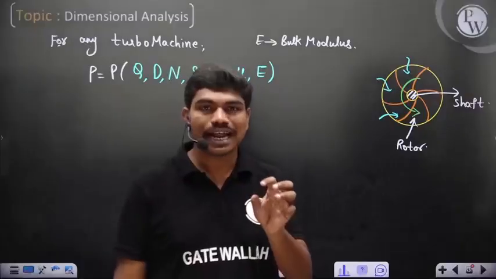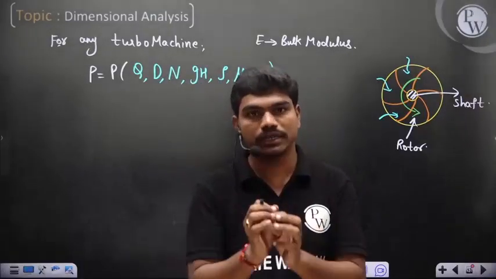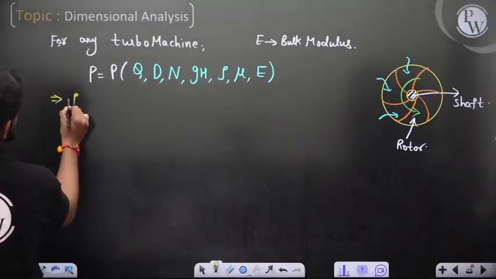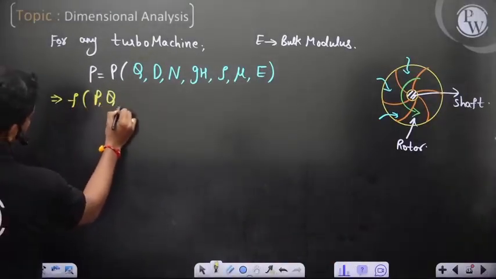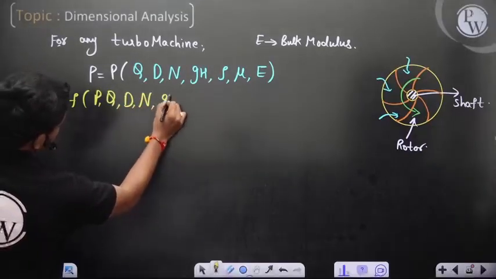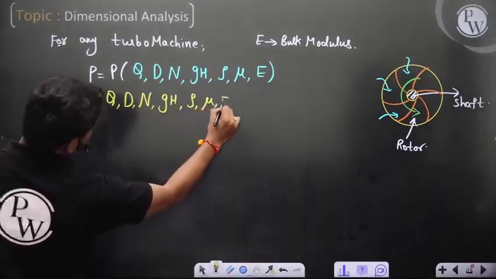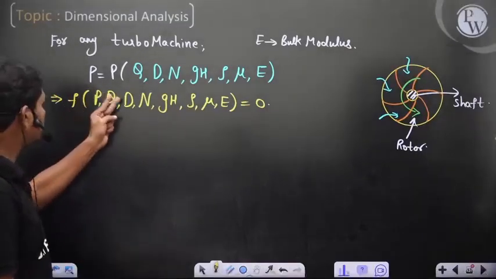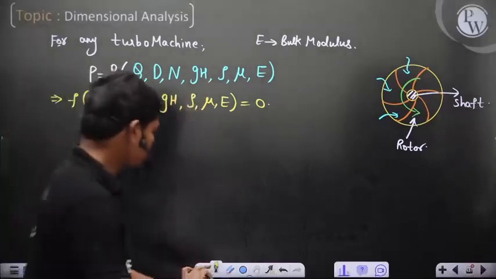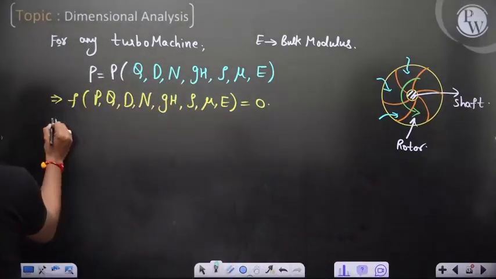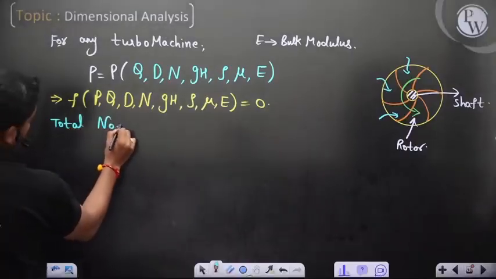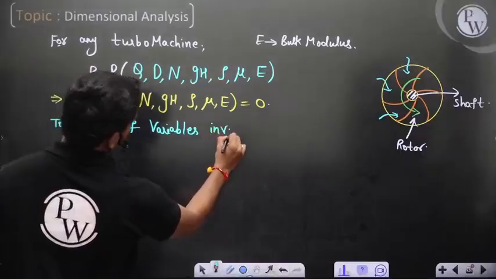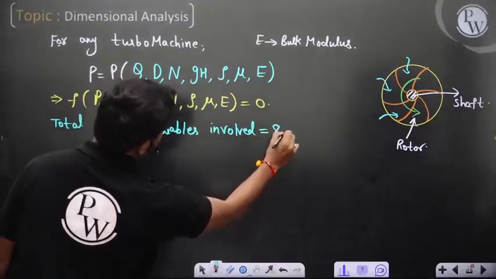Now, dimensional analysis is one very powerful tool to reduce the number of parameters. So here total you have how many? So there is a function. If you want, you can write it as function of power, discharge, diameter of the jet, speed of the water, head, rho, mu, E is equal to 0. This is a function. Now, how many variables are there in this? 1, 2, 3, 4, 5, 6, 7, 8 variables are there, correct? So total number of variables involved is equal to 8, of course.